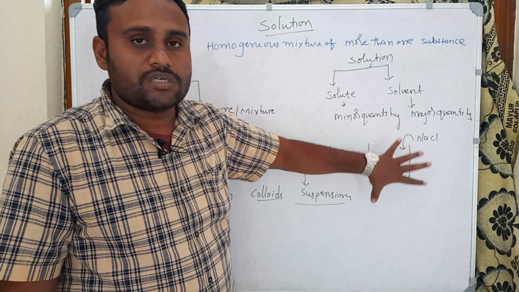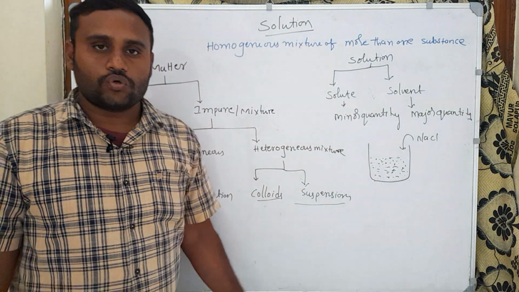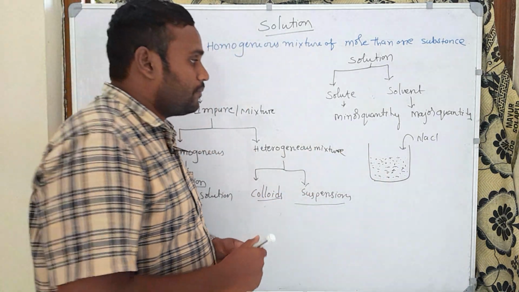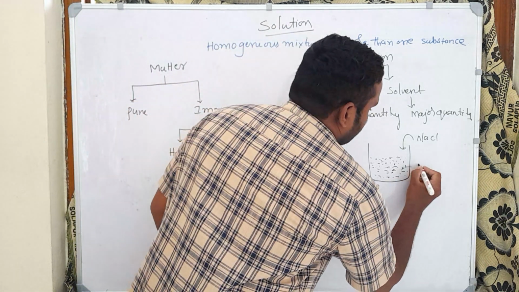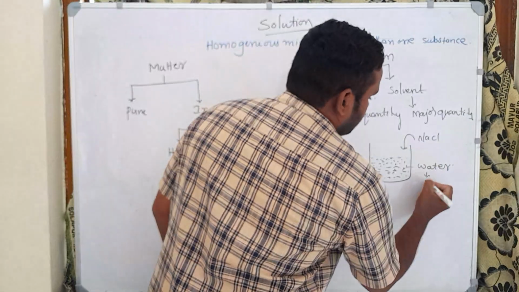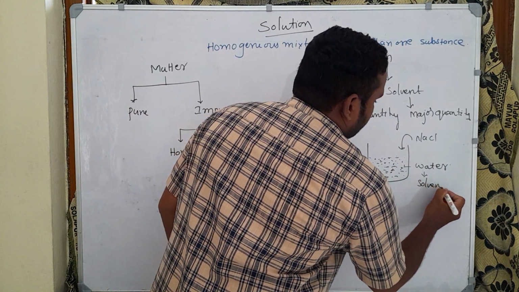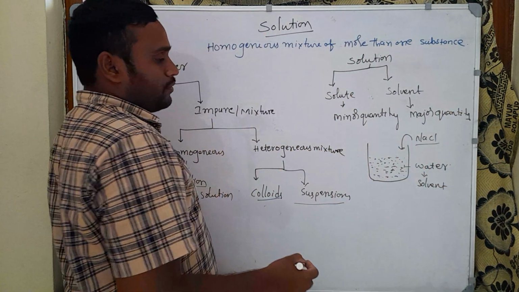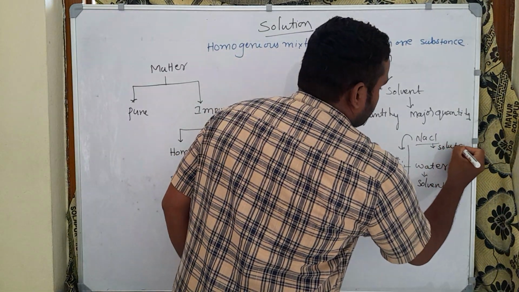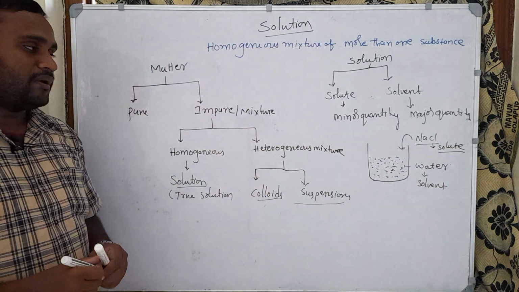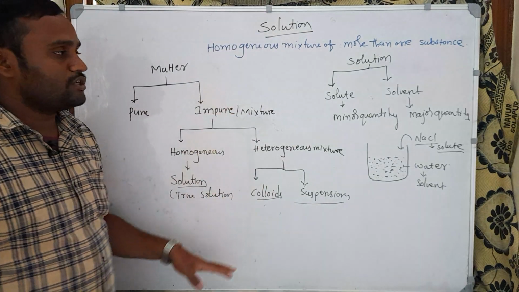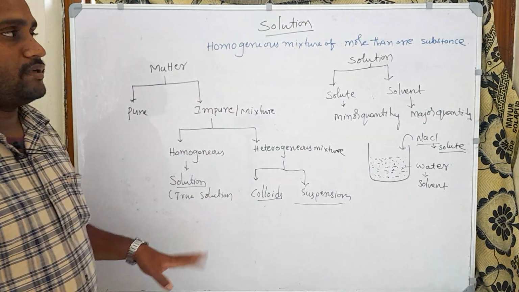Such types of mixtures are called homogeneous mixtures. These homogeneous mixtures are called solutions. In this solution, water is the major quantity, it is called solvent, and the sodium chloride NaCl is the minor quantity, it is called solute. So a solution is a homogeneous mixture of solute plus solvent.